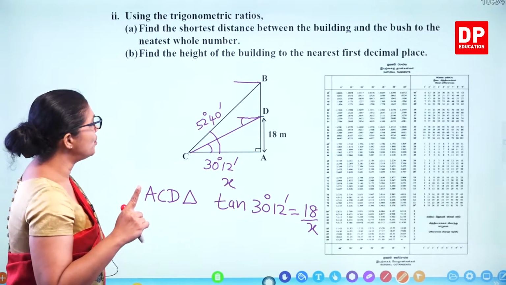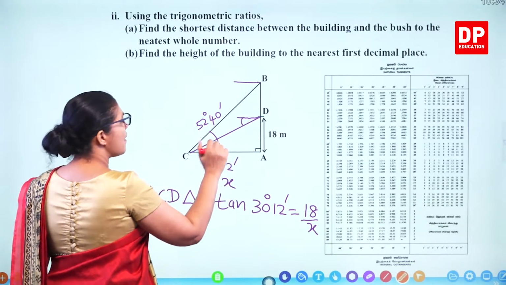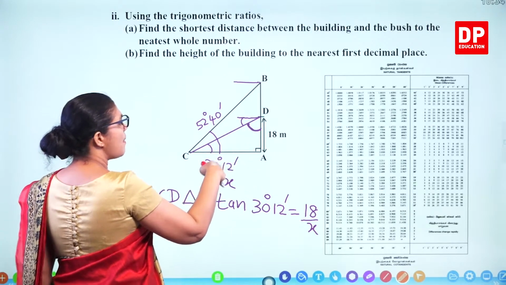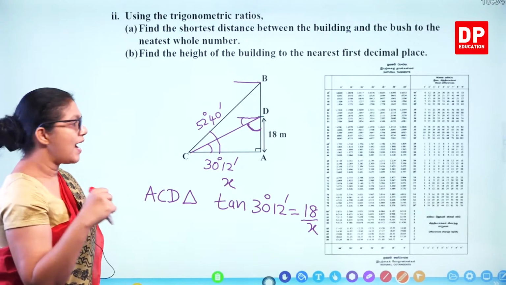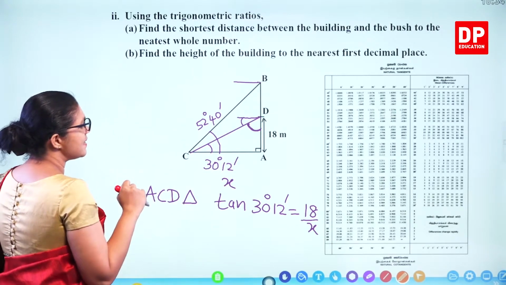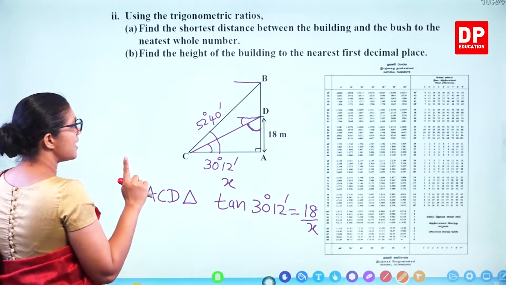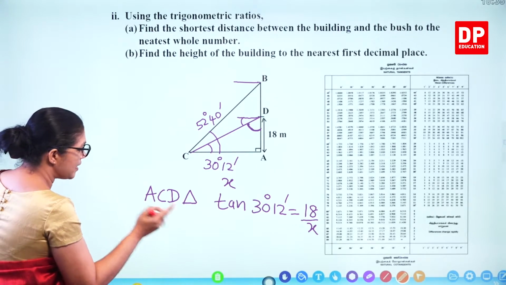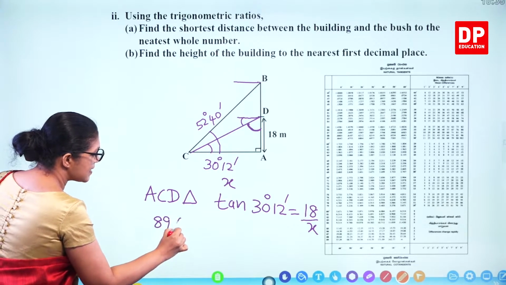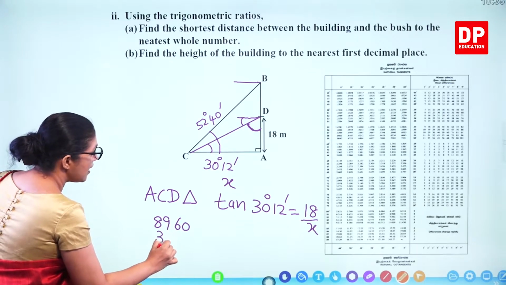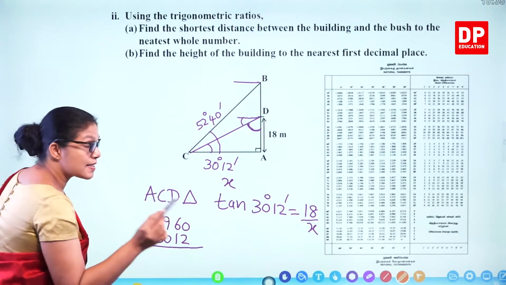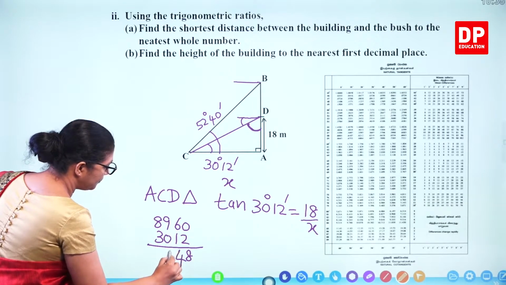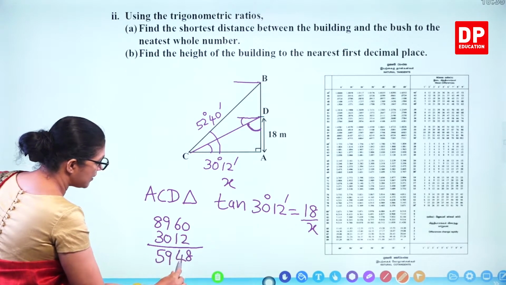So, what you can do is the same thing by finding this angle. What is this angle? 90 minus this. When you do that, x is in the numerator, which is easier than this. So we are taking that. You can subtract from 90, but I am subtracting from 89 degrees, 60 minutes, minus 30, 12, because 60 minutes is 1 degree. That gives 59, 48.